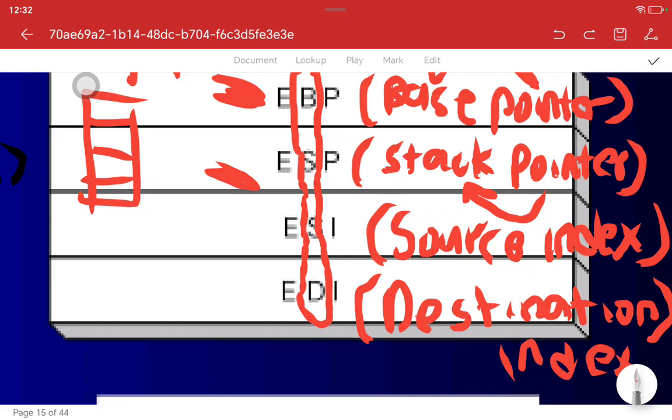Now, when we come to the source index and the destination index, the source index is just gonna be a source. This one, ESI, is just gonna be a source index for string operations. And then EDI is just gonna be a destination index for your string operations. Usually this is gonna be used as a general purpose register or some sort of a reserved register, right? But we'll see how and when we use it.